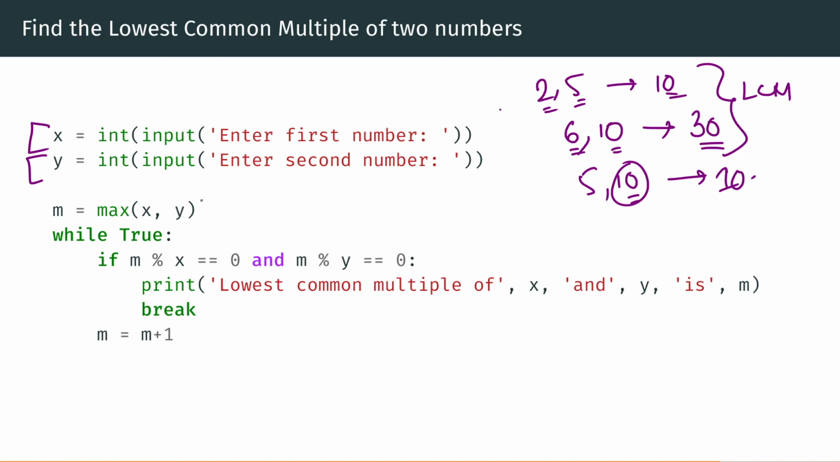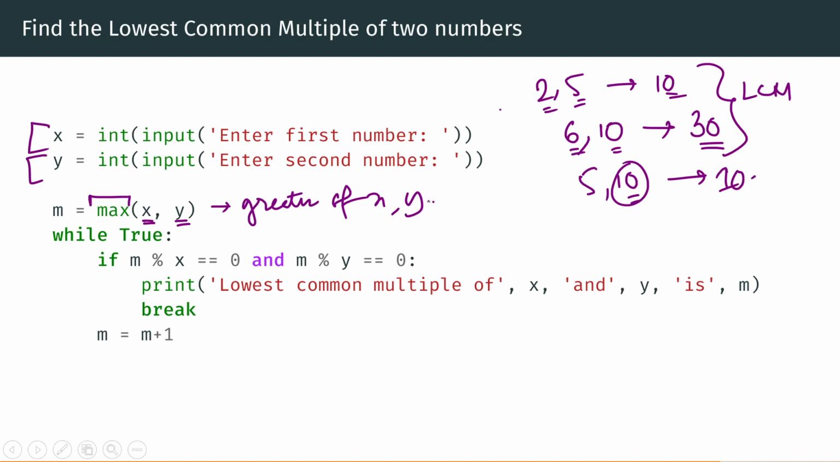You can also say M equals 1 and start from there. Also, in order to find out the maximum value between these two numbers, we are using this Python built-in function called max. Now the max of two numbers X and Y would give you the greater of X and Y, obviously, right?